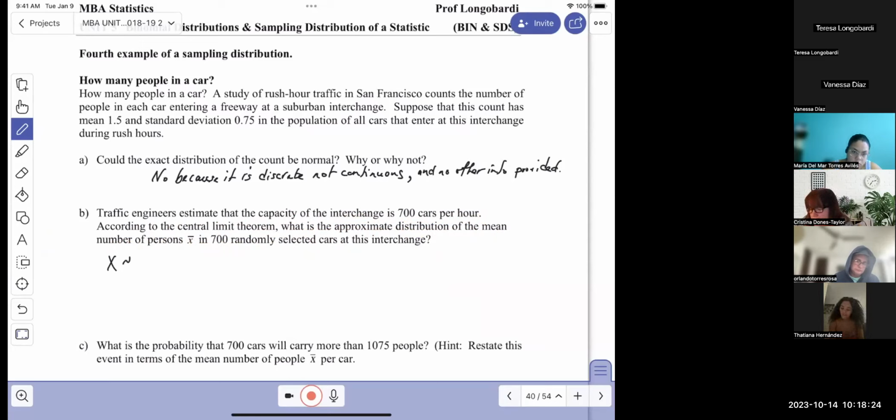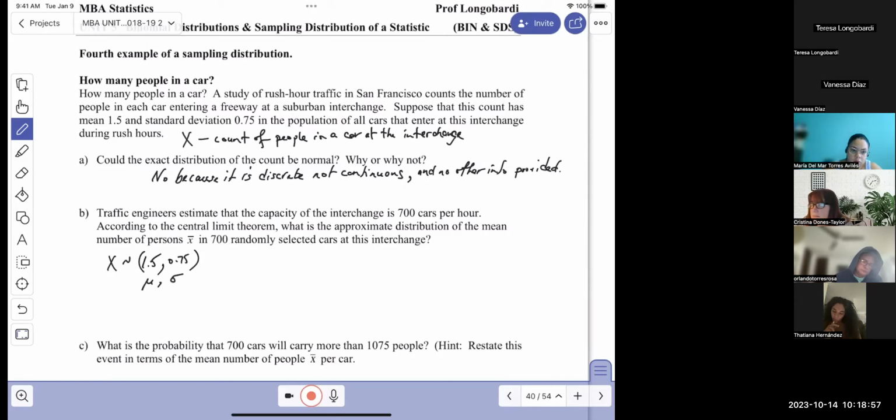So X is the count of people in a car at the interchange. So X is 1.5 on average with a standard deviation of 0.75. Hopefully everybody knows I'm putting mean and standard deviation there like that.